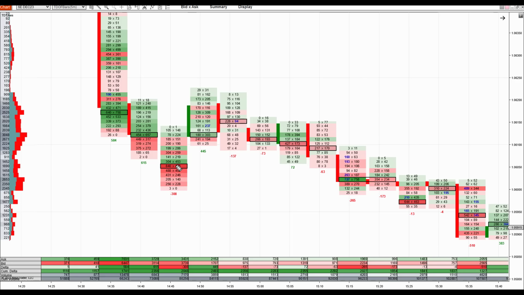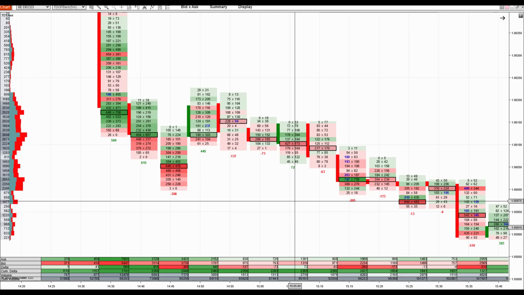If they are printed in red, for example, in here, this means that bid was bigger than ask, which means aggressive sellers. If it's green, then in those cells, buyers were more aggressive.